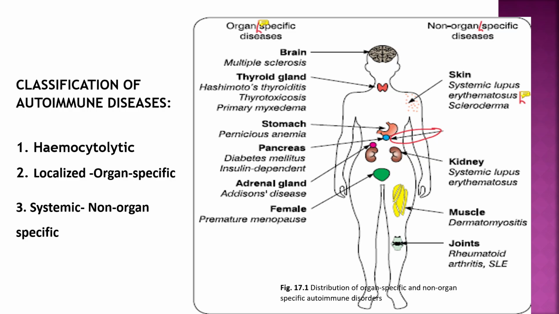Classification of autoimmune diseases. There are three in total. First, hemocytolytic; second, localized, that is organ specific; and third, systemic, that is non-organ specific.